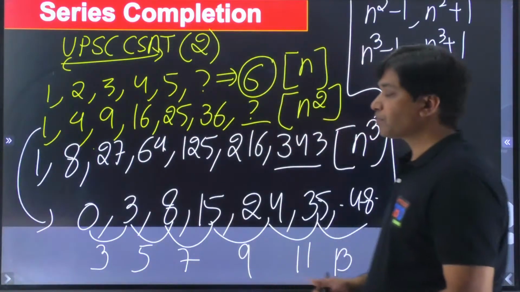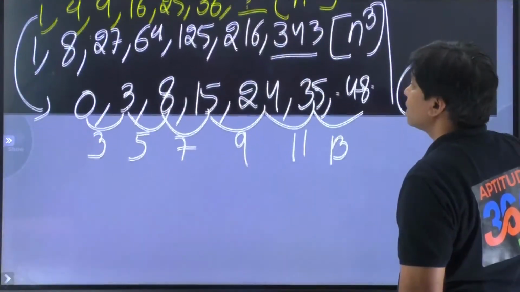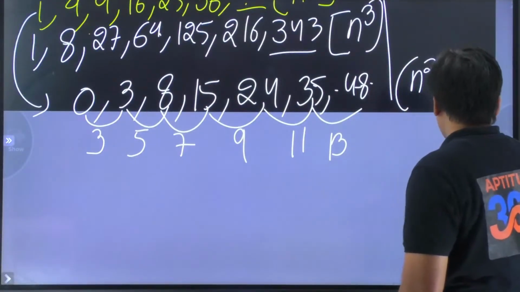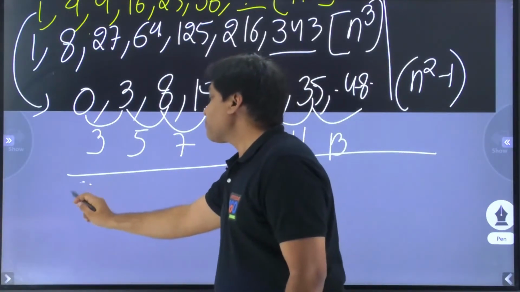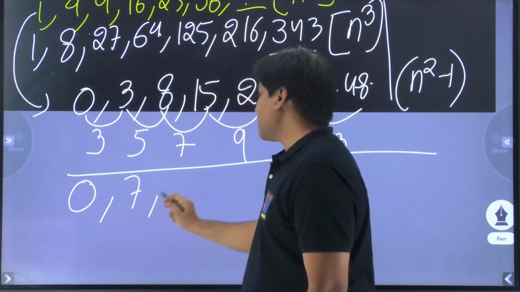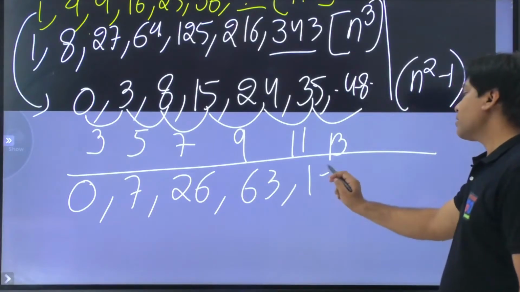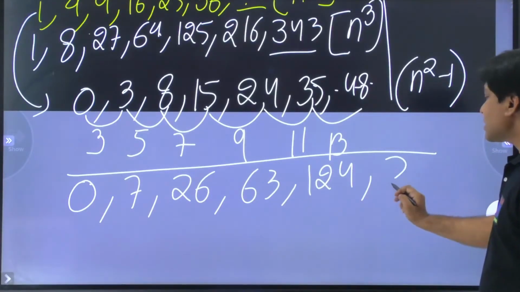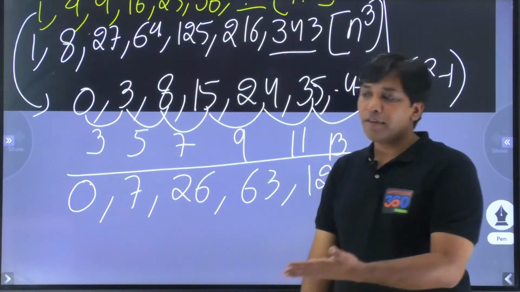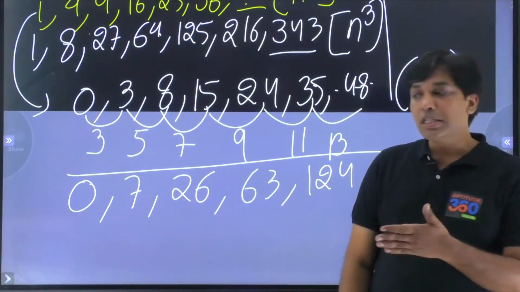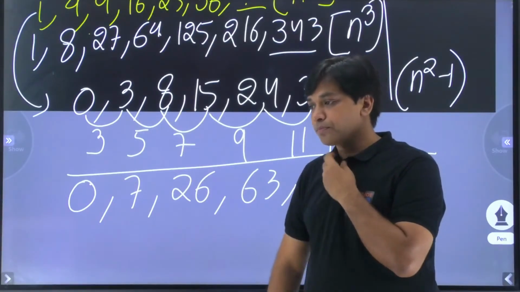Okay then, what if we get something like this out here, something like 0 and then 7 and then 26 and then 63 and then 124. What is the next term out here? Let me know if you're watching this session. Let me know if I am audible to you and visible to you.